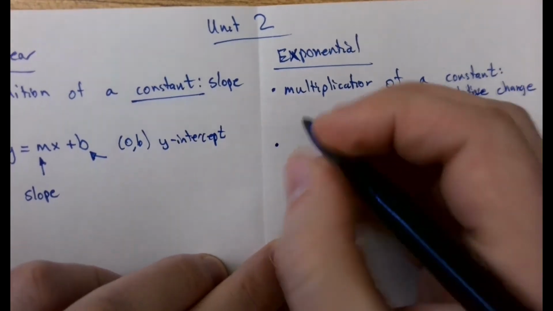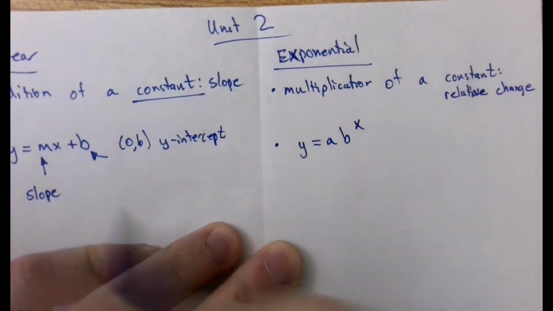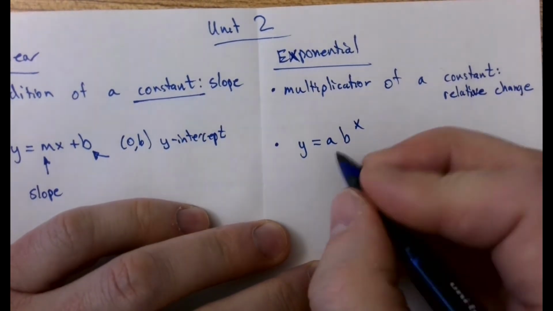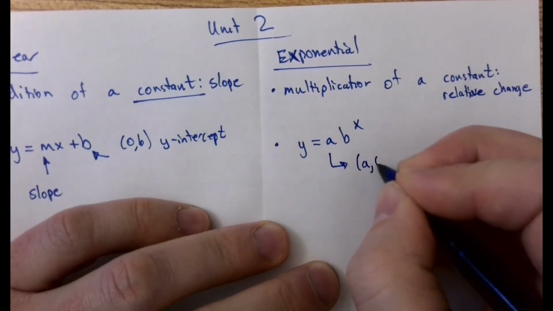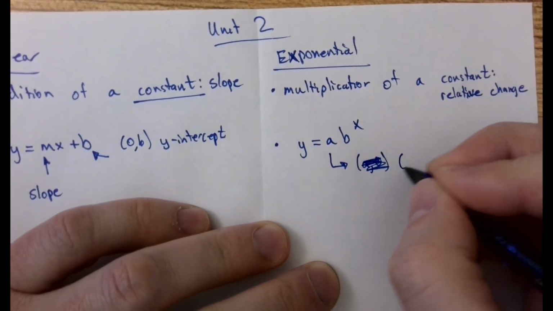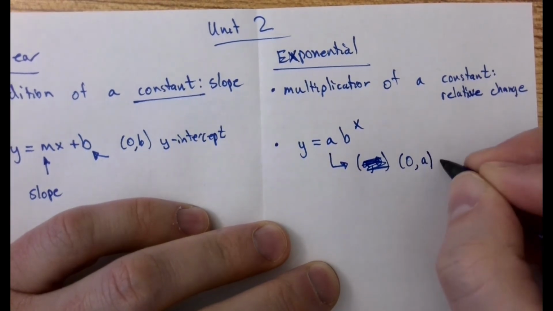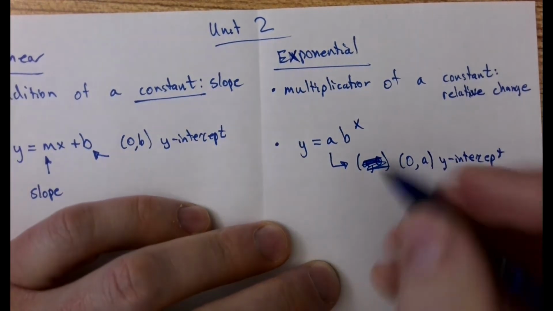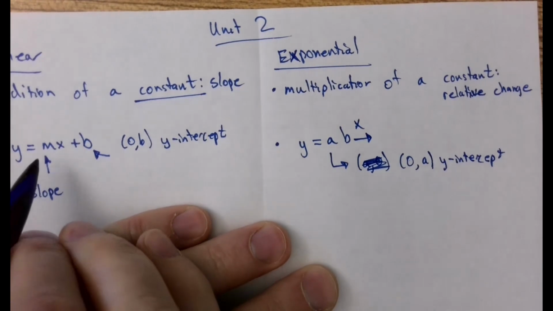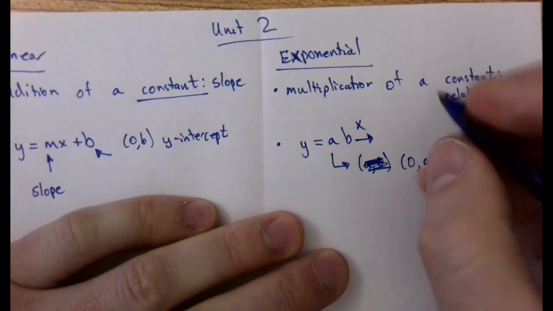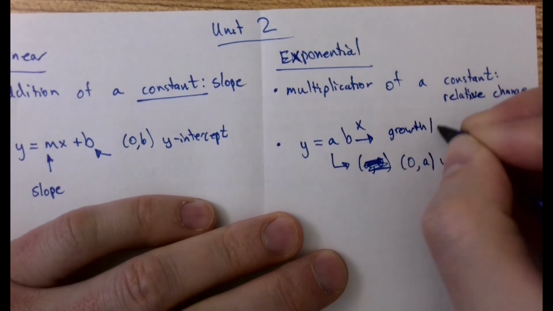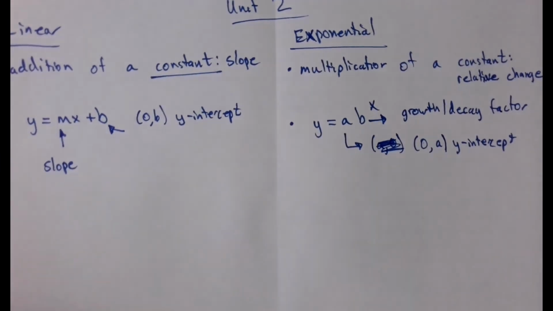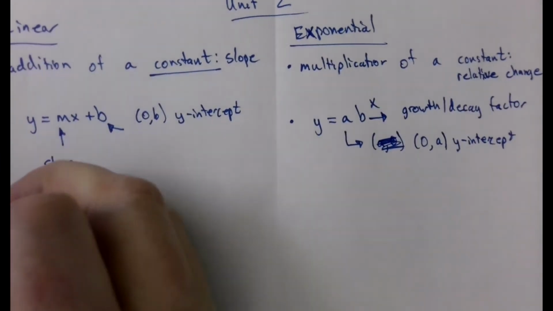For exponential, the equation is y equals ab to the x. I should say that these letters, m and b and a and b, are just chosen letters. They could be anything we wanted. And here in the exponential, oh boy, did I write that wrong. The a is the y-intercept. So this is the exponential equivalent of the linear y-intercept. And this b has the same function as the slope. It's the constant. And this is called the growth or decay factor, depending on what version it is. So in your project and in Alex and other places, you'll see the word parameters.